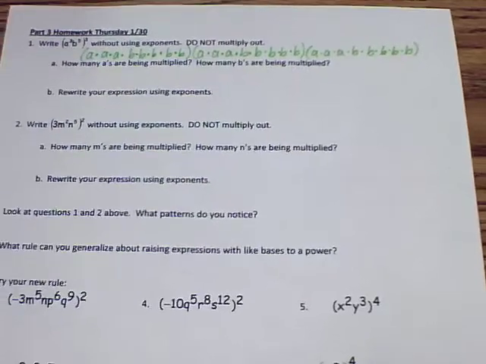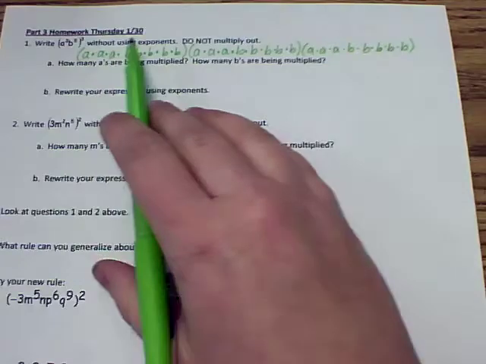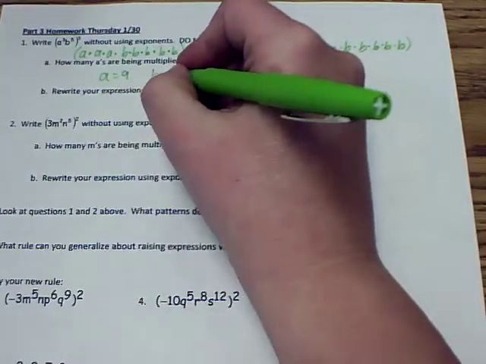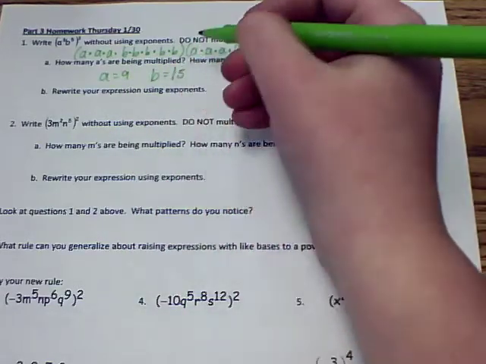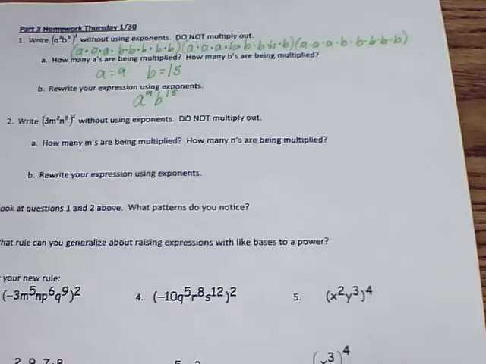So now after all that's written out, when we add all of our a's, we have 3 here, 3 here, 3 here. So in total we have 9. And our b's we have 5, 10, 15. So my new expression is a to the 9th, b to the 15th.